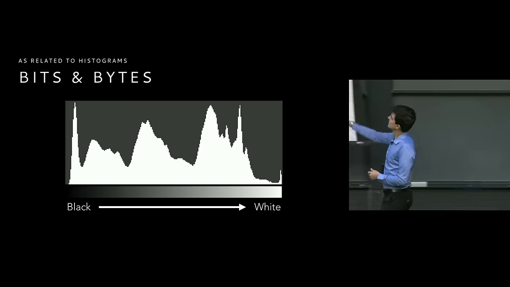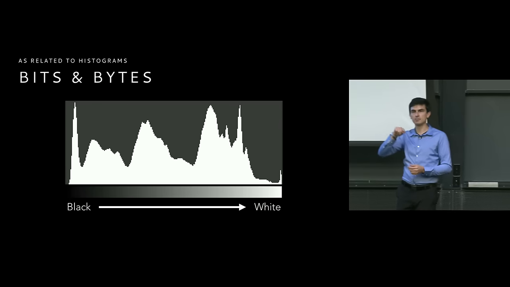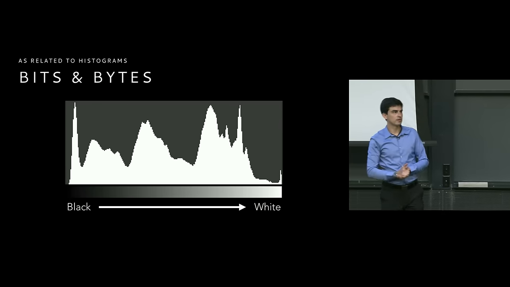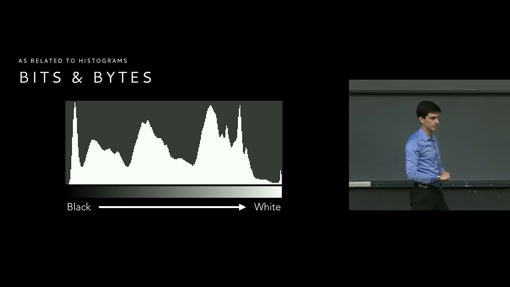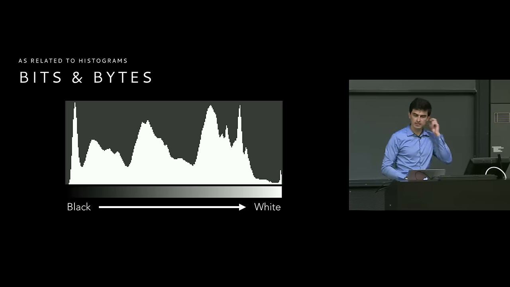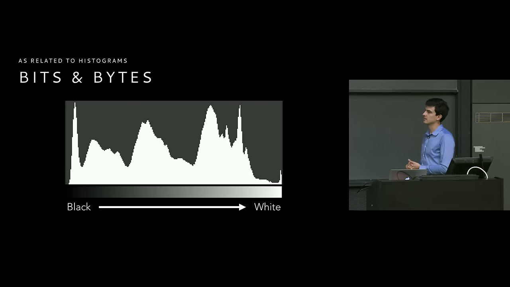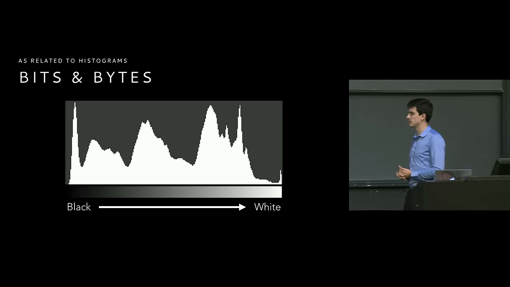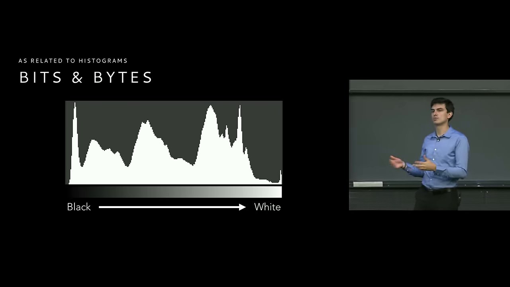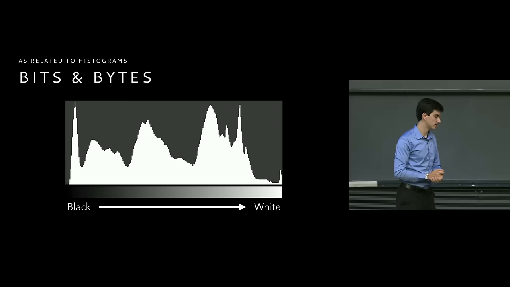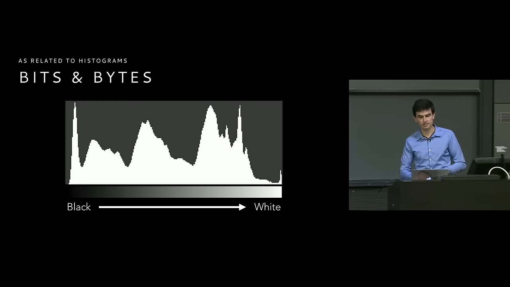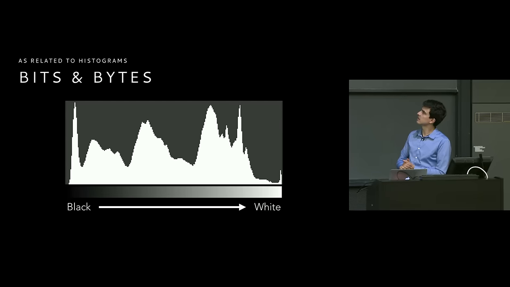Zooming in far enough, you can see the jagged peaks that make this up. And if we were to count them all, we would be able to count 256 discrete steps, just because it so happens that a byte of information is just so handy, as we've talked about in our discussion of image files and different things.